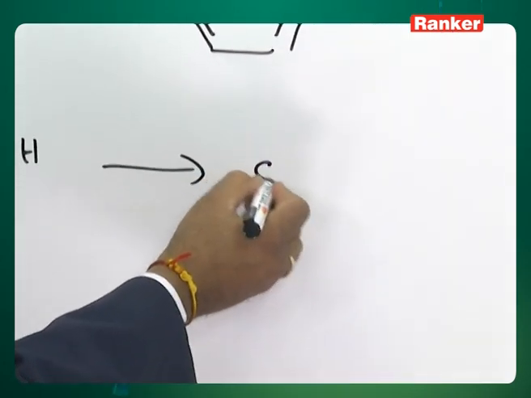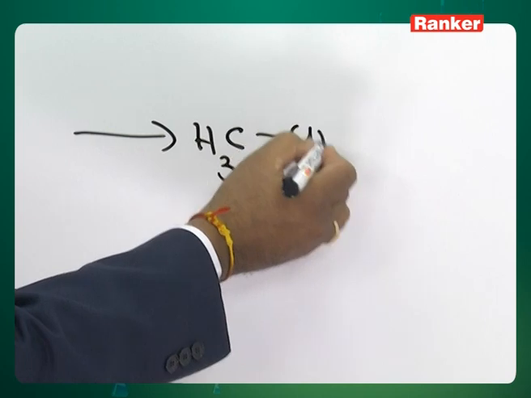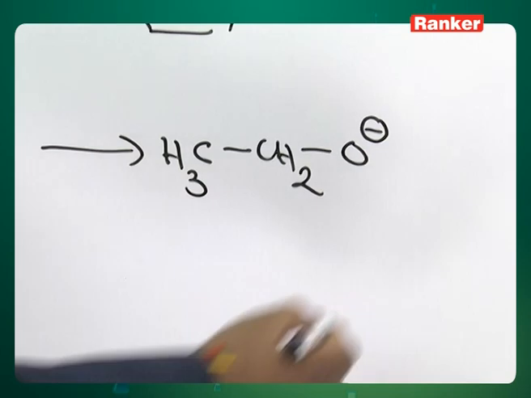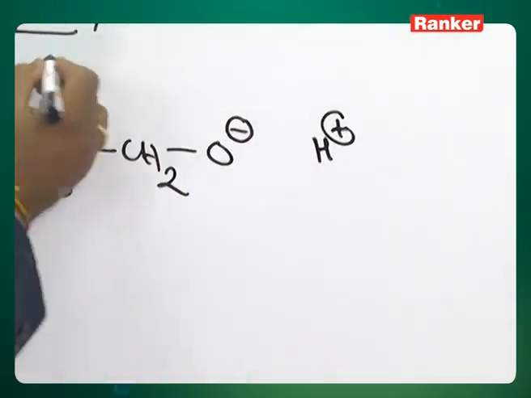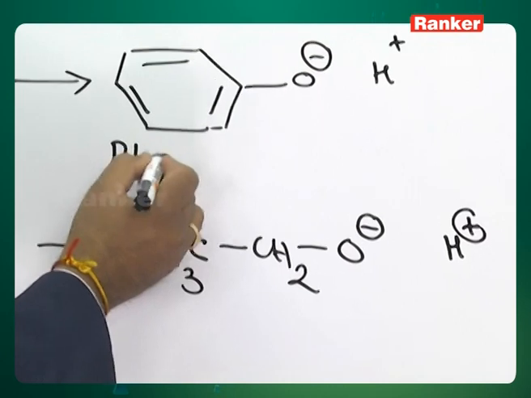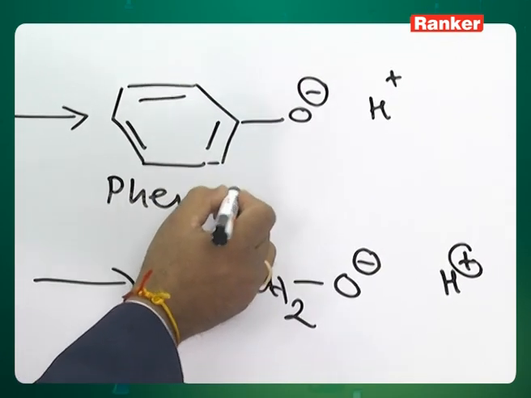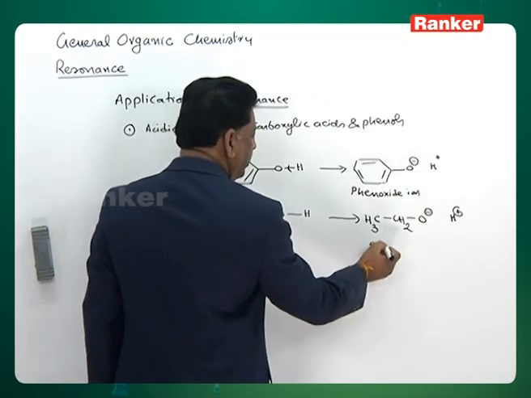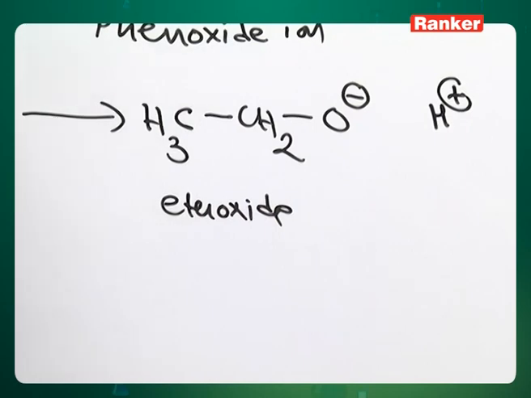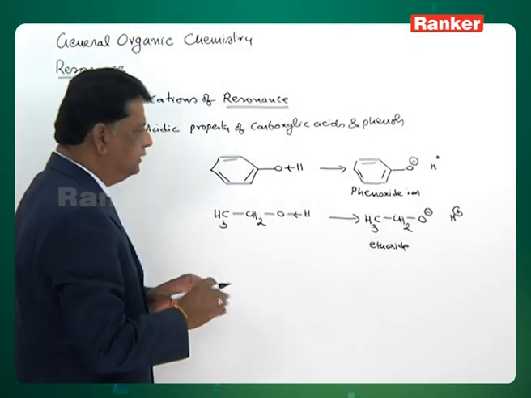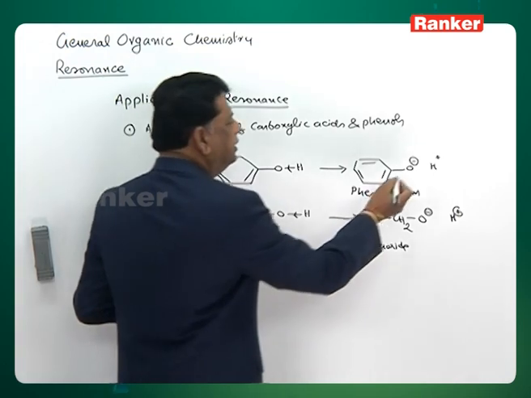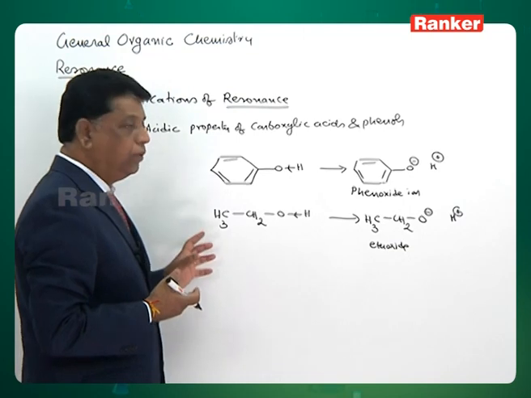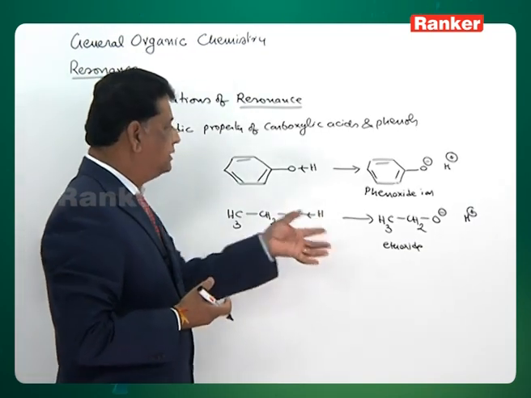But let us see what the consequence of that donation is. Here ethanol may become an ethoxide anion and a proton. This is called the phenoxide anion. Phenol will give a phenoxide anion or ion, and ethanol gives an ethoxide anion. Both have this oxygen pulling capacity, so imagine that both have given the proton. Okay.